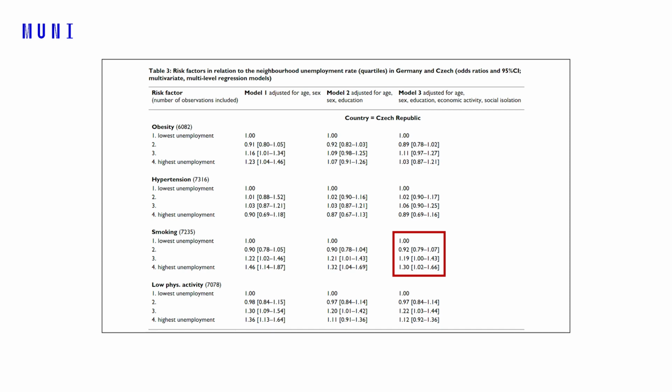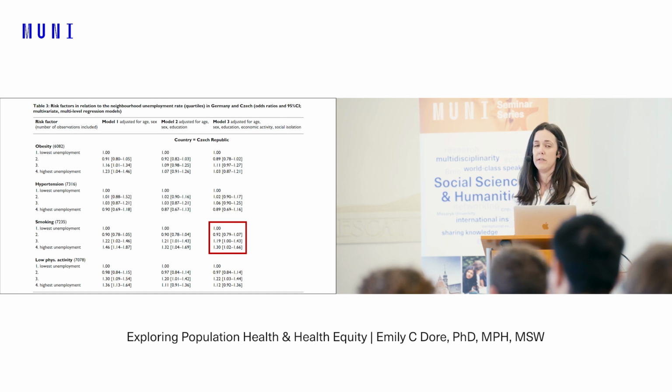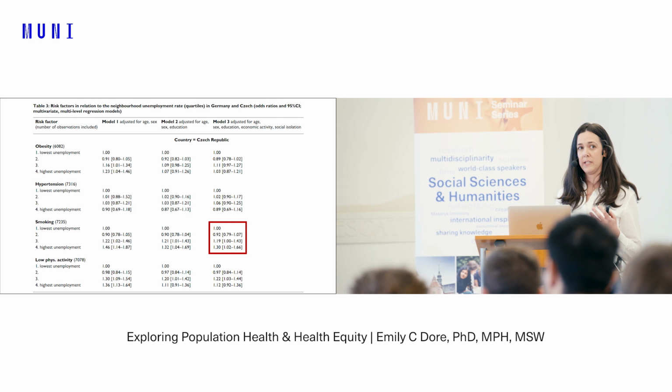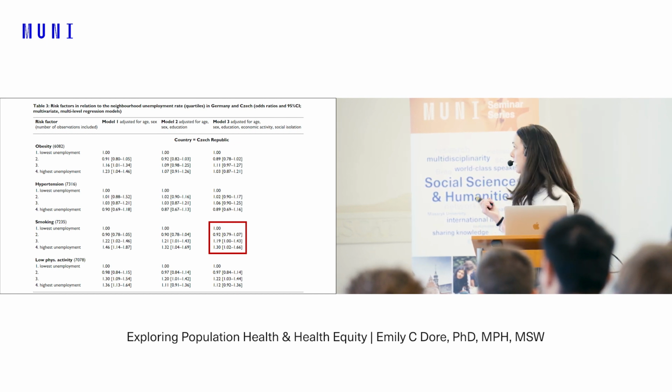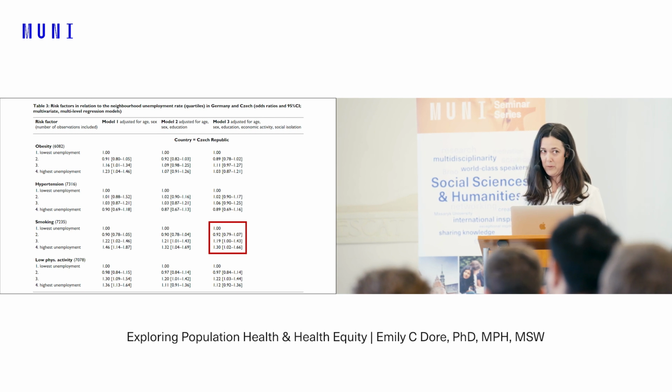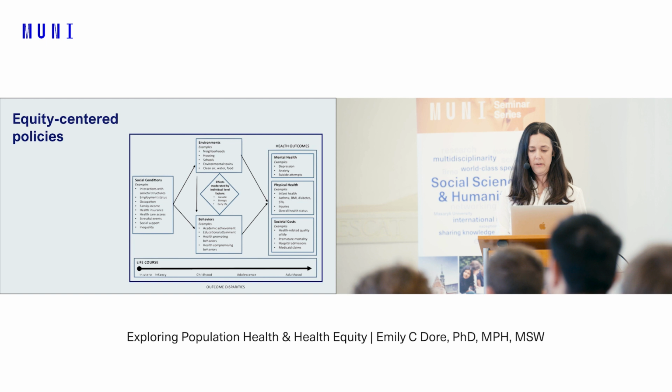The highest unemployment is the least advantaged, the most disadvantaged. So you're more likely to smoke in the most disadvantaged neighborhood. And this model is controlling for these individual level factors, including education. So even if you have a high level of education and you're living in a more disadvantaged neighborhood, in this study, they found you're more likely to be smoking, which, of course, we all know can negatively impact your health.